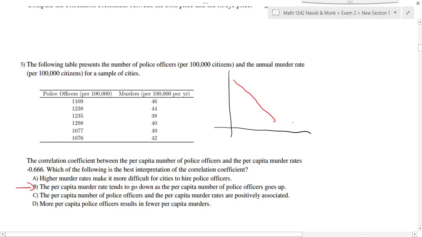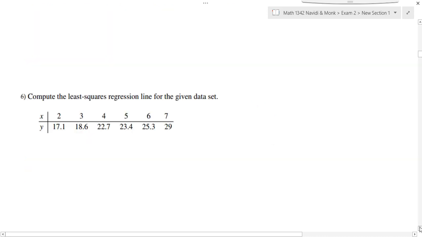If I were plotting this data, my number of police officers would be along the horizontal axis. The number of murders goes on the vertical axis. So as the number of police officers gets larger, the murder rate is going down. Does that make sense visually now looking at the graph? This would be B. Number 6 says to compute the least squares regression line for the given data set.